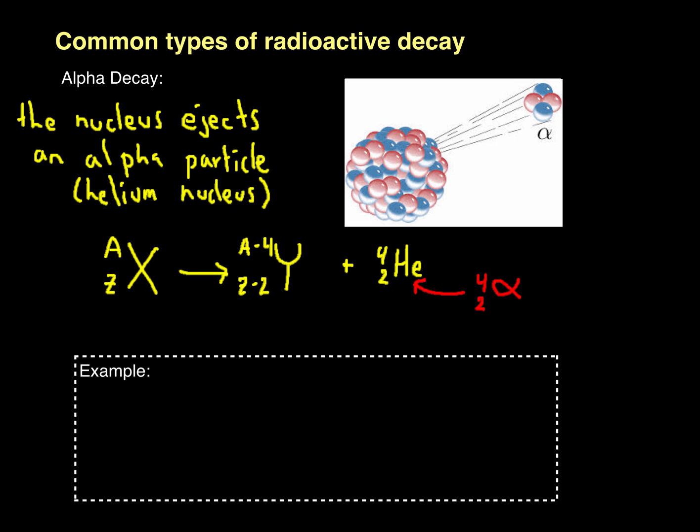An example of alpha decay happens when the radium-226 nucleus, which has an atomic number of 88, ejects a helium nucleus, or an alpha particle, helium-4, and turns into the radon nucleus, which has an atomic mass of 222 and 86 as an atomic number.